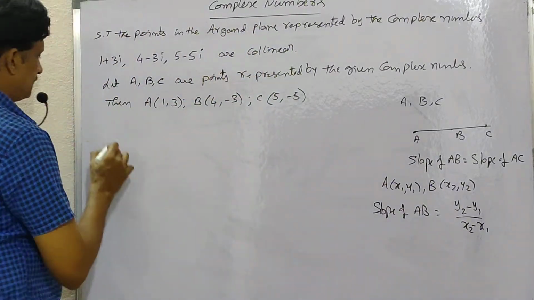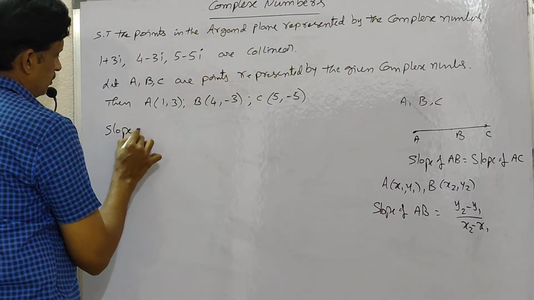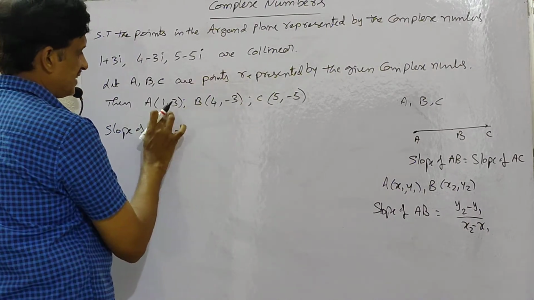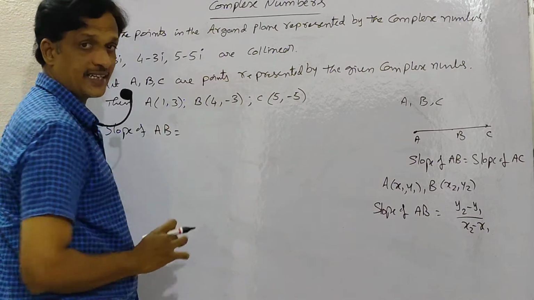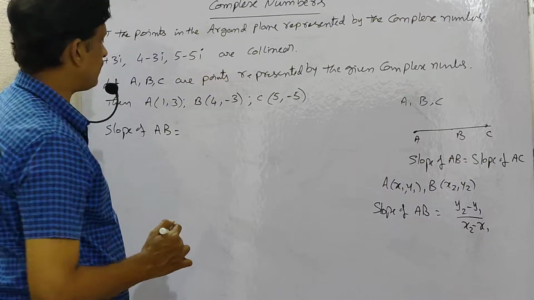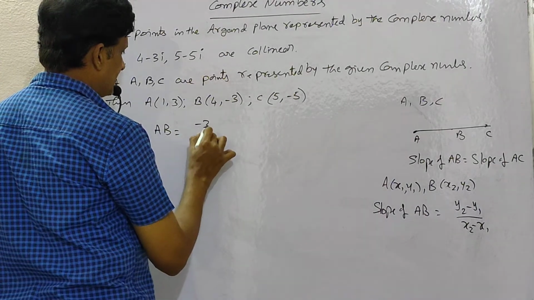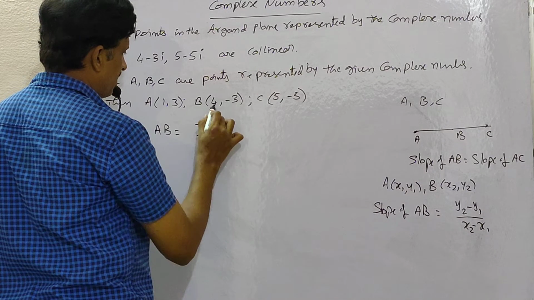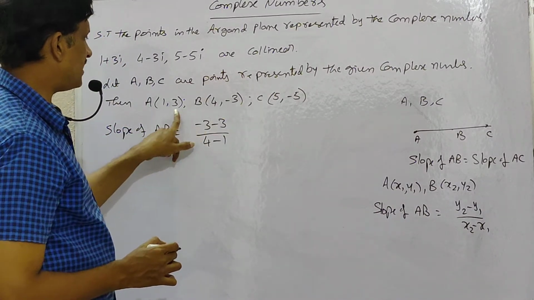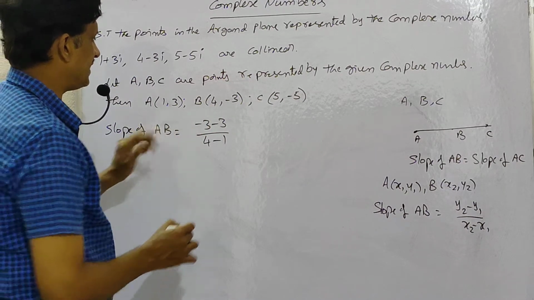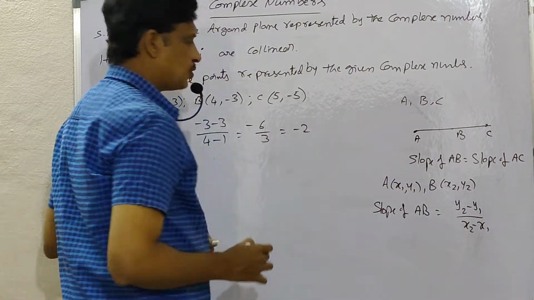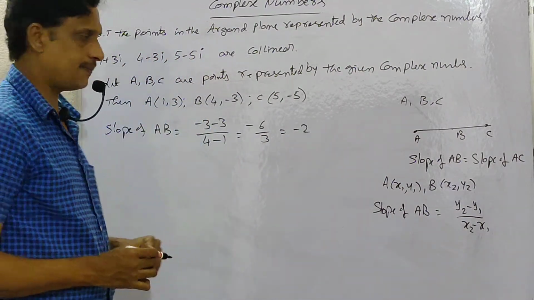Okay, now here also, slope of AB I am writing here. AB means consider these 2 points only. This is x1, y1 first point, it is x2, y2 second point. Now, by using y2 minus y1 by x2 minus x1, the slope is minus 3 by 4 minus 1, difference of y coordinates by difference of x coordinates. So this is minus 6 by 3, that is minus 2, the slope of the line segment AB.